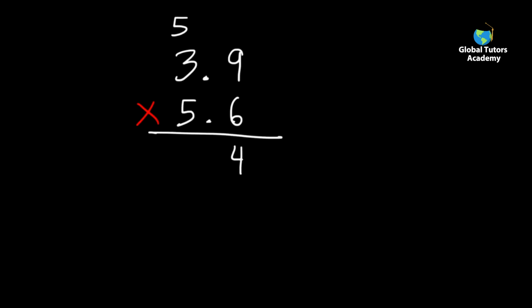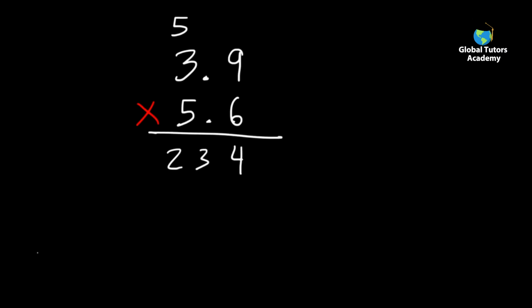Let's multiply 3.9 by 5.6. First, we multiply 9 times 6. 9 times 6 is 54. So we're going to write the 4 and then we're going to carry over the 5. Next, let's multiply 3 times 6. 3 times 6 is 18, and 18 plus 5 is 23.